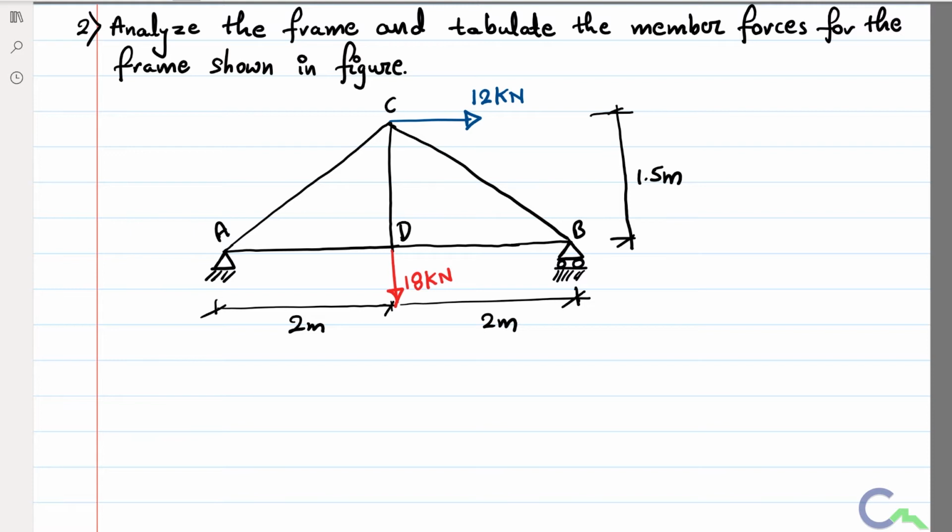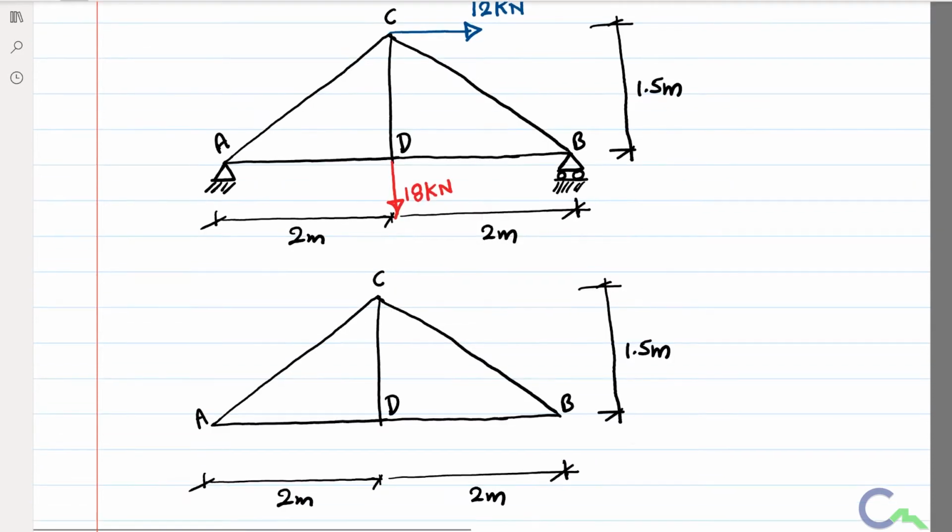In the method of joints, the first step in the analysis of truss is calculation of support reactions. So if I want to calculate the support reactions, first I am going to draw the free body diagram of this frame or truss. I have taken the entire frame as it is.